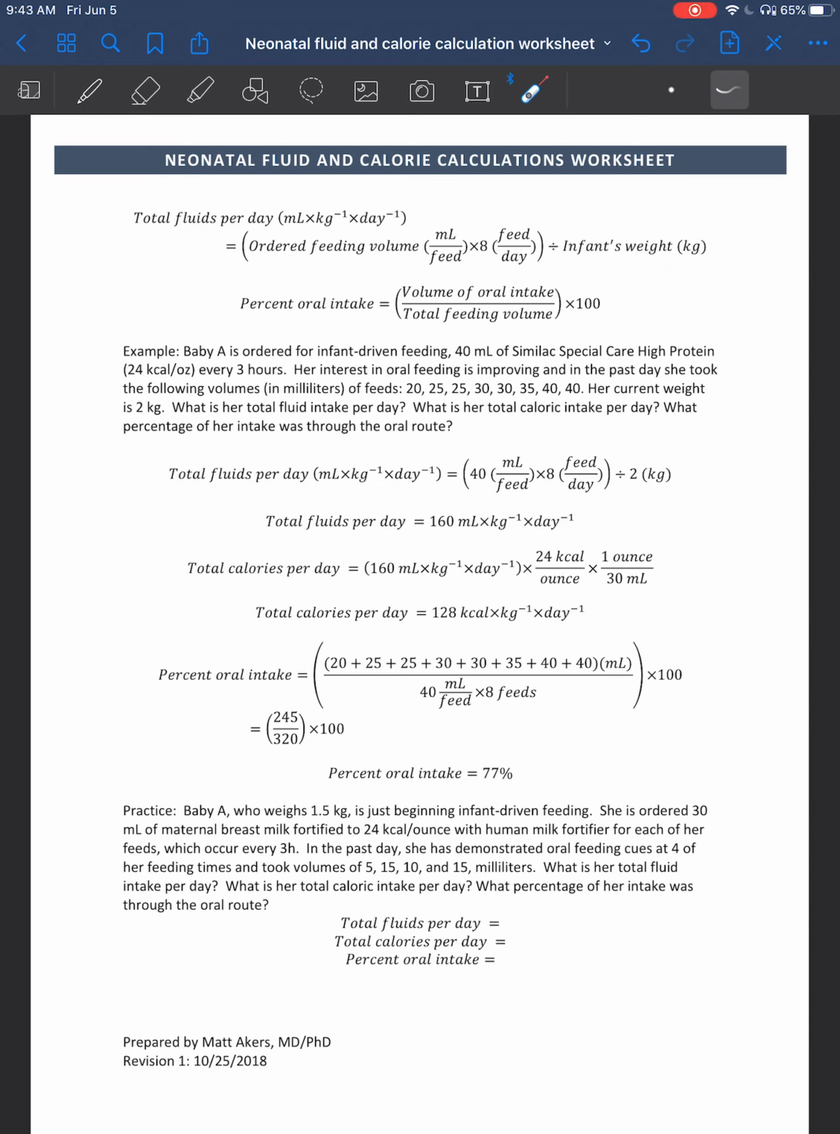To find the percent of oral intake, we simply take the volume of oral intake that the baby took and divide that by the total feeding volume, multiply by 100 to get a percent. Let's look at an example.